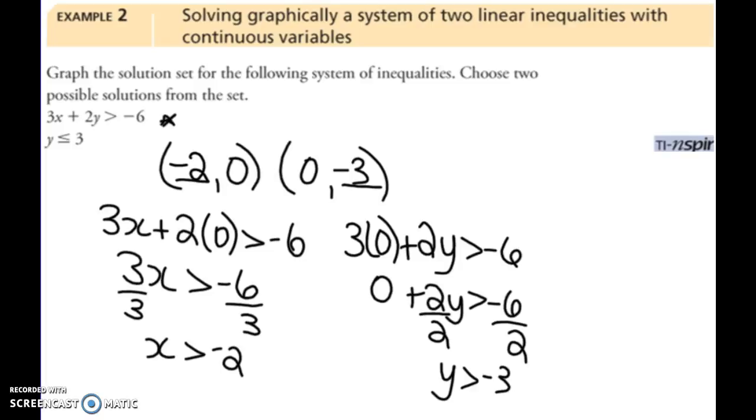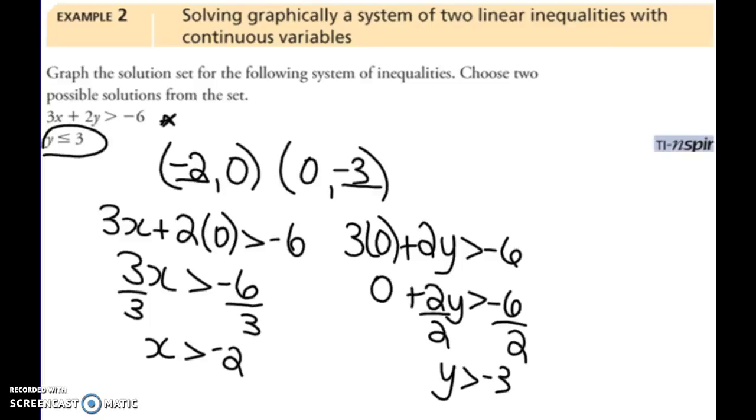Now I'm going to use these two points to draw my graph. If I look at this other line, it doesn't have an x in it, it just has a y. So all it's saying is y has to be less than or equal to 3. When we're talking about a y line, you get a horizontal line that goes through your y point. So we don't need to find any points for that.